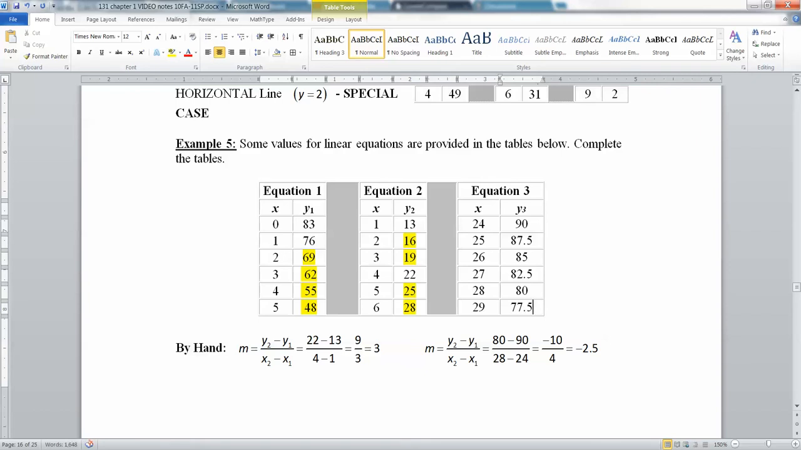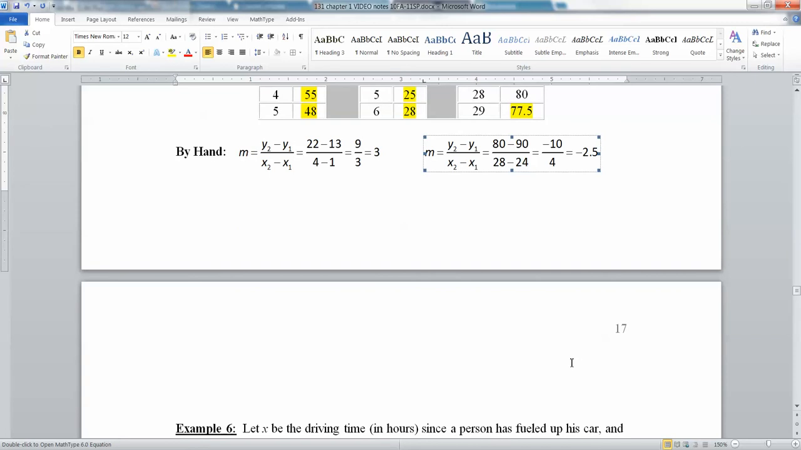All good? So we filled in this one right here, and then all these ones in between. So do you see how the by hand method kind of helps you there if you find the slope first?